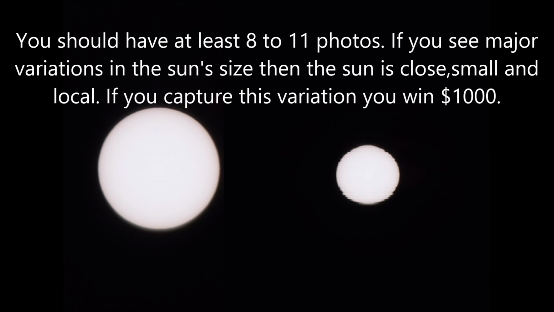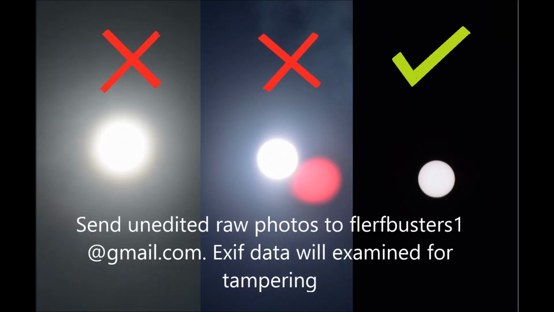If you see major variations in the sun size like you see here, then the sun is close, small, and local. If you capture this variation, you win $1,000. Send unedited raw photos to flirtbusters1@gmail.com. EXIF data will be examined for tampering.